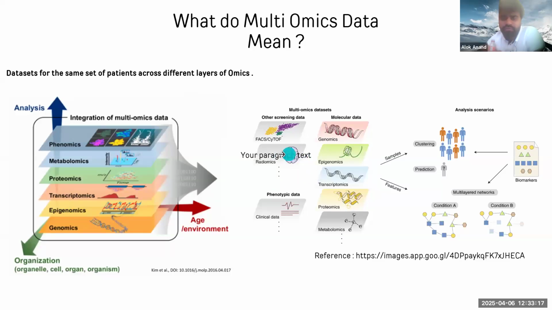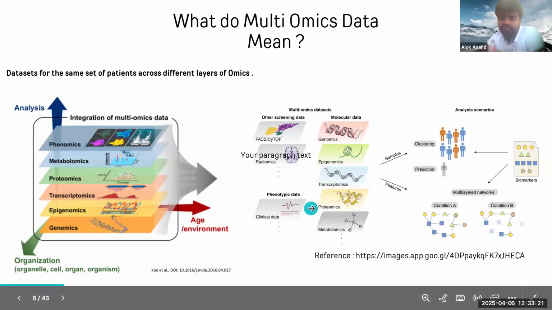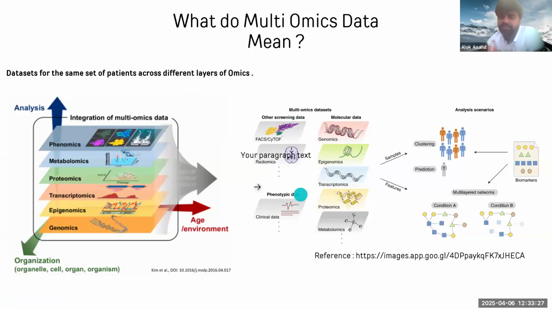Then we have the clinical data. So at the phenotype level, you also get clinical data, radiomics data, and other screening based data. So these are the omics level data, molecular biology level data, and those are the clinical level data.